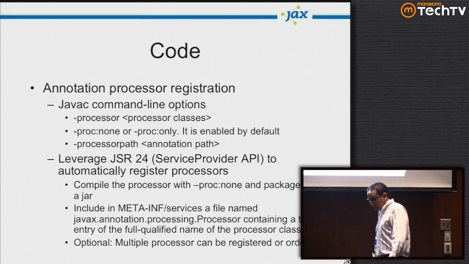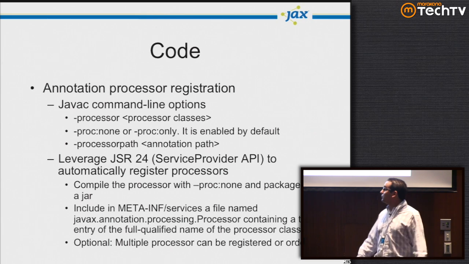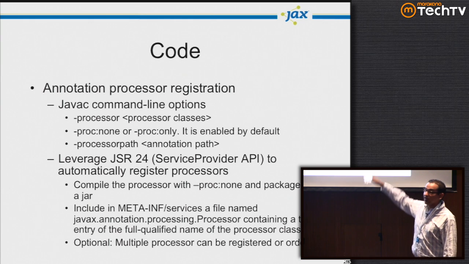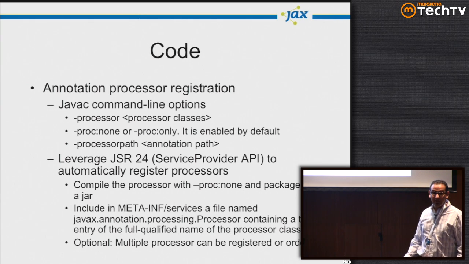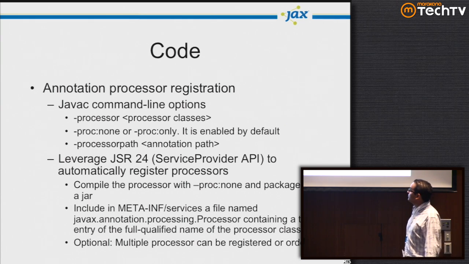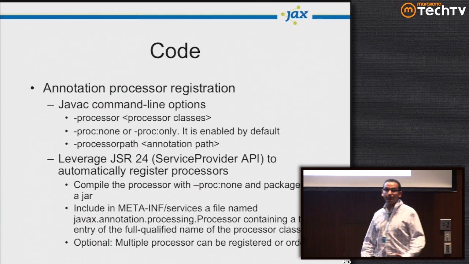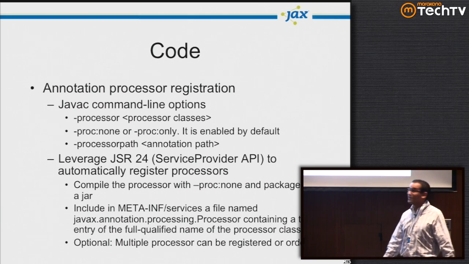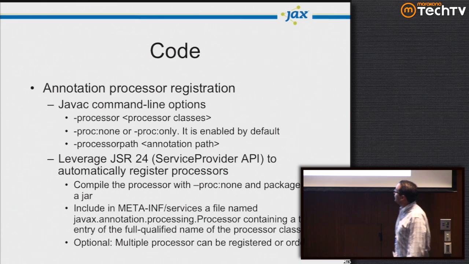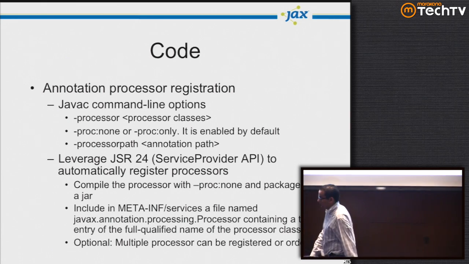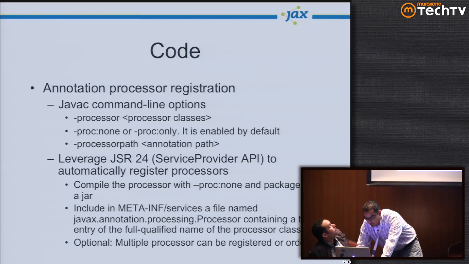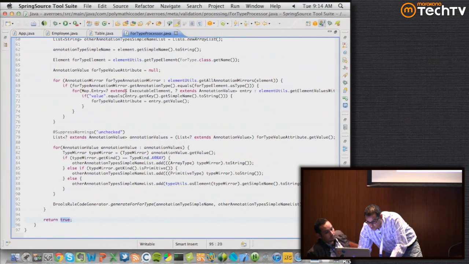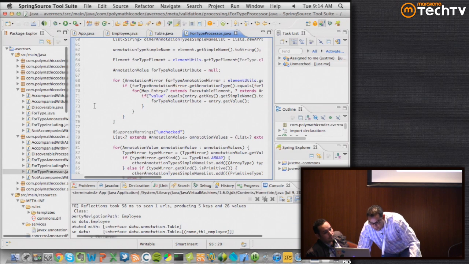But the best way of doing it, the way I do it, is to leverage the Java service provider API, JSR 2024, that we mentioned briefly, which would allow the compiler to auto-discover and automatically pick up all the processors for your code. So these are some details of how you could do it, but it would be much easier to just show you the code. This is very simple.